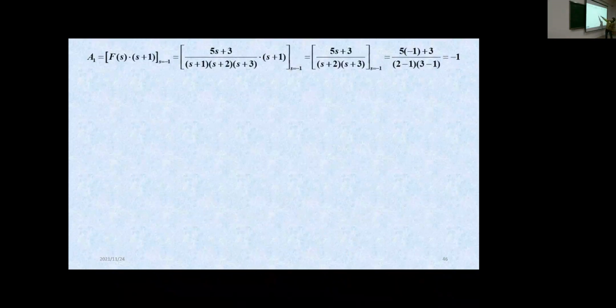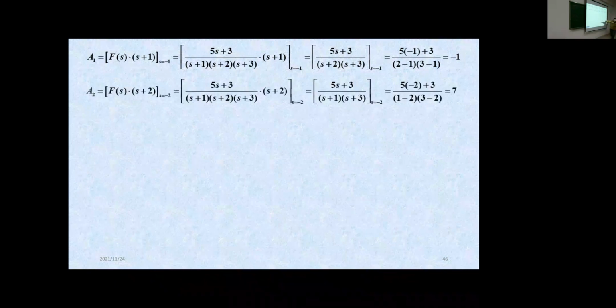And the same process for the others. First, write F(s) down and multiply by (s plus 1). s plus 1 is s minus pk, where pk is -1 here. So this can be cancelled. What's left is this. We substitute s equals -1 into this, then we can calculate that the final value of A1 is -1. How about A2?